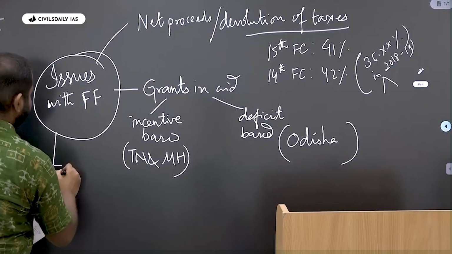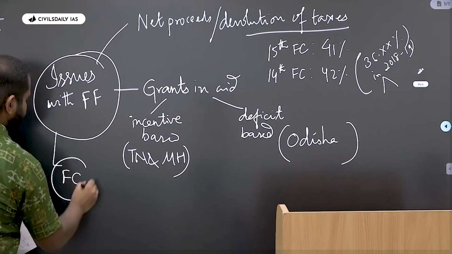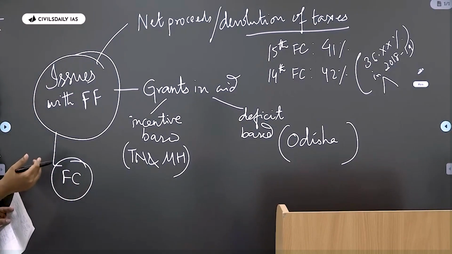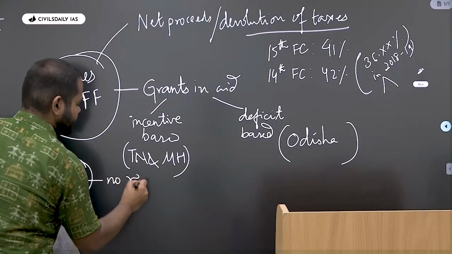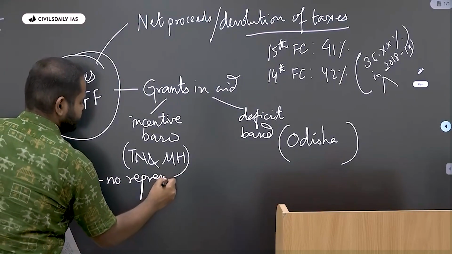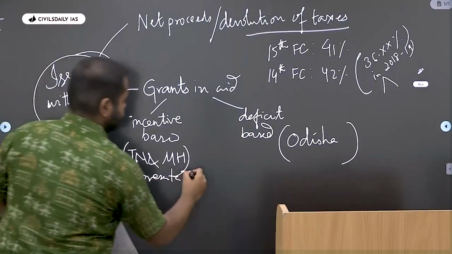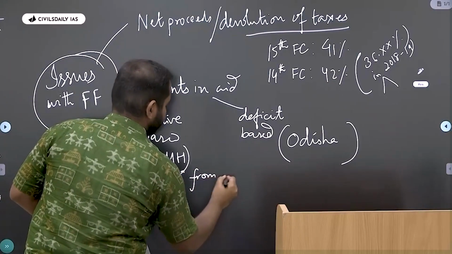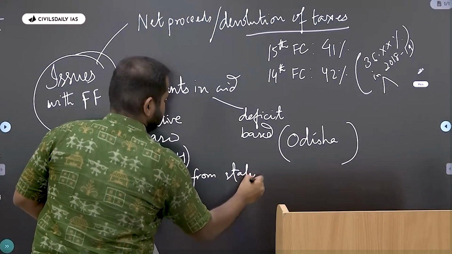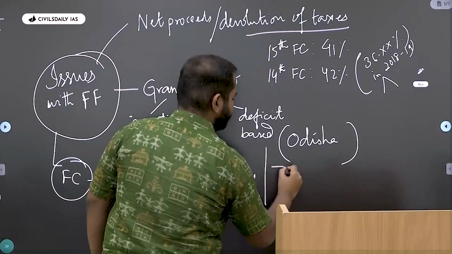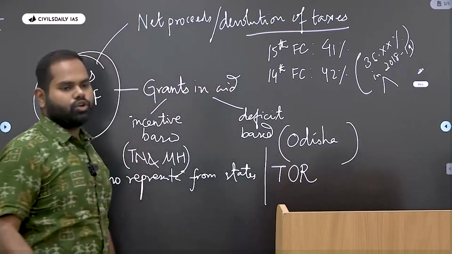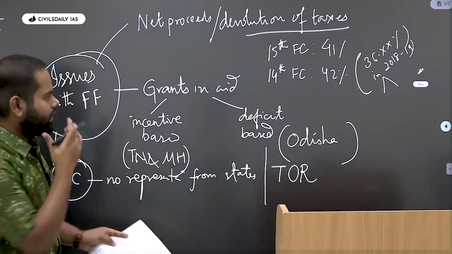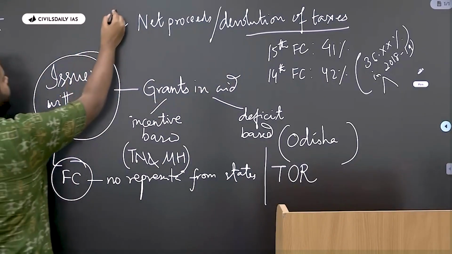Again, unlike the GST Council, where you have representation of states, the Finance Commission has no representation from states. And neither do the terms of reference take states' input while they're devising a formula. So that's also one of the problems that we have.